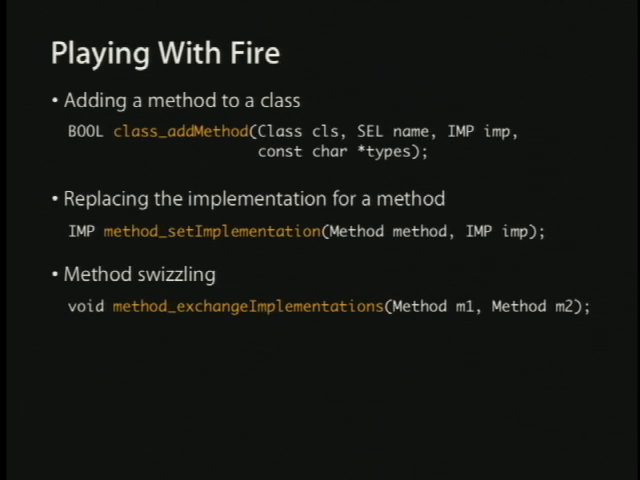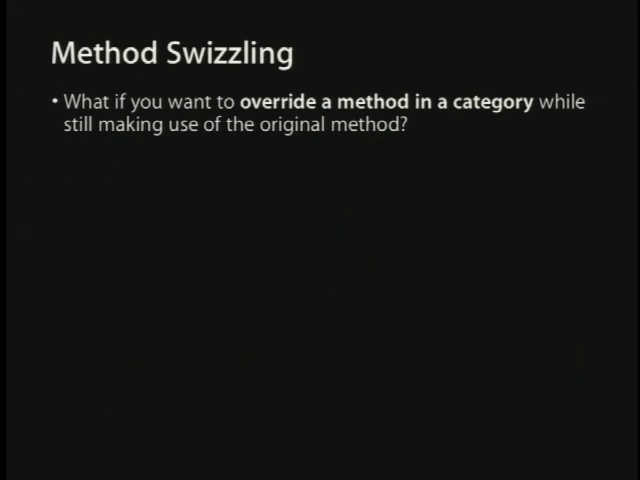A common thing to do, as far as these uncommon things go, is to swizzle the implementation of two methods. So if you have two methods defined on your class, you can swap the imps for each of them so that calling one actually executes the other and vice versa. So in that case, we can call method exchange implementations given two methods, and it'll swap their imps. So let's, well, right.